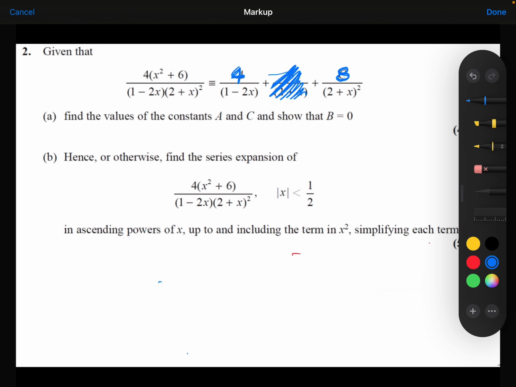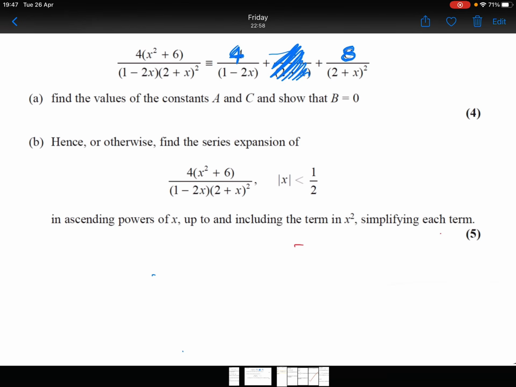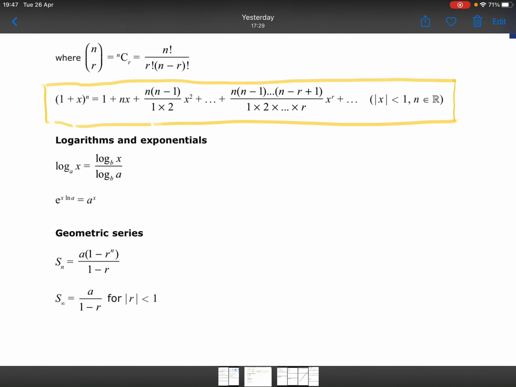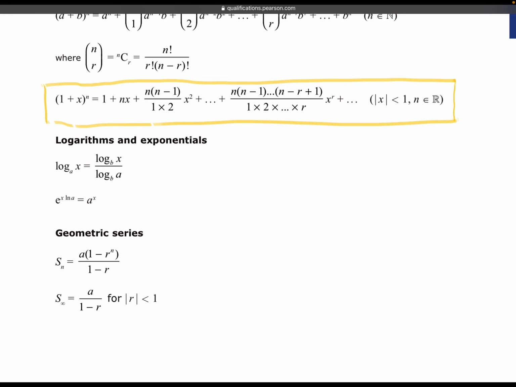Right, part B. Hence, or otherwise, find the series expansion of this. So what we're going to do is we're going to expand this, then we're going to expand this, and then add our 2 answers together. In order to expand them, we're going to use the formula. So let's remind ourselves what that is. It's that. This is what you're given in the formula booklet. So I need to rewrite them both as 1 plus x to the power n.